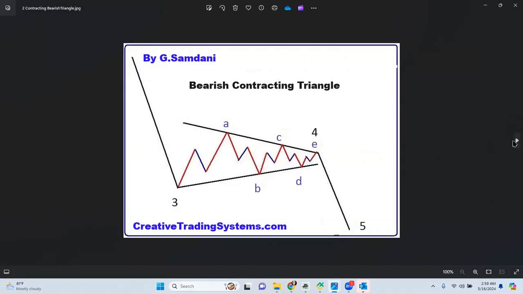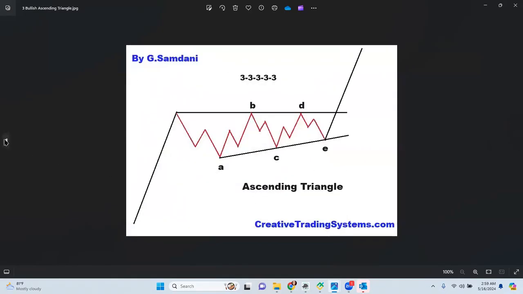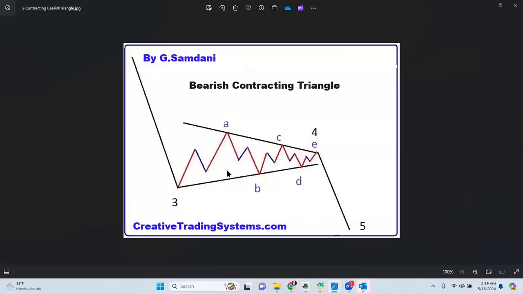So this is the bullish and then the bearish contracting triangle, and how to find them and how to trade them. This usually comes in wave 4, within 38% of wave 3, and each leg is 61% or 78% of the previous leg. And in this case, wave 3 is down, right?